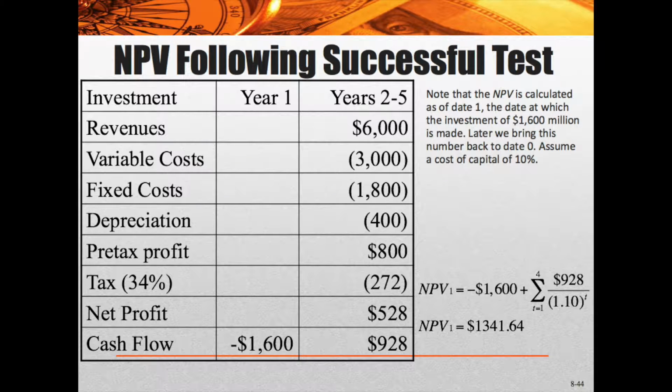Investments, the revenues would be $6 billion, variable cost, fixed cost, depreciation, $400 million, pre-tax profit of $8 billion. Take the taxes away, we have a net profit of $528 million. Add back depreciation to get the cash flow, discount the cash flow back over the 4-year life, and we find that our net present value now is only $1.3 billion. Well, we haven't done our drug test yet, and that's $1 billion, and this isn't discounted back either, so this starts to sound like a problem, right?